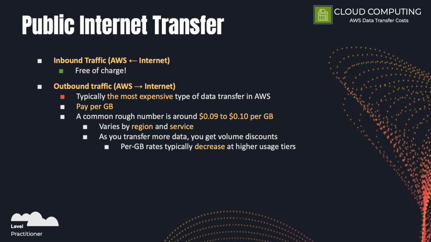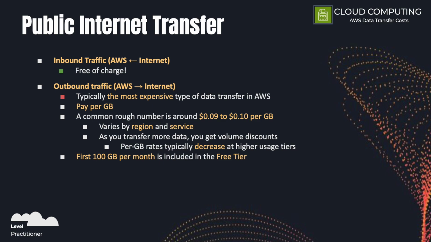And it is worth mentioning that for every AWS account, you have a free tier, and the first 100 gigabytes per month of outbound data transfer to the internet is free of charge. So the idea here is simple. Sending data into AWS is free, but sending it out to the internet is where costs start to grow.